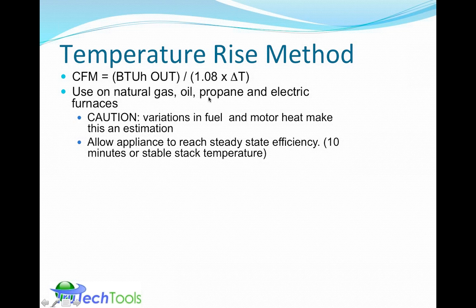This can be used on natural gas, oil, propane, and electric furnaces, but you do have to be careful about variations in fuel quality if you're trying to use the nameplate data for the BTU output. If the fuel is richer in heat or energy content, it could change this a little bit. Also, the heat from motors used to propel the distribution fan, moving air through the system, can also affect this, and it really isn't counted inside this calculation up here.